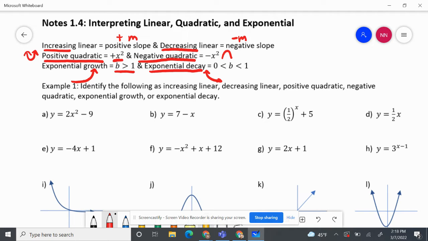So with our first equation, what we see is an x squared. So we know it's a quadratic. Our a value is positive. So that tells us that it is a positive quadratic. Next, we're looking at our x value. We see that there's no exponents, so we know it's linear. We're going to look at our slope. That's the number in front of the x. This right here would be a negative 1. So since our slope is negative, that would be decreasing linear.